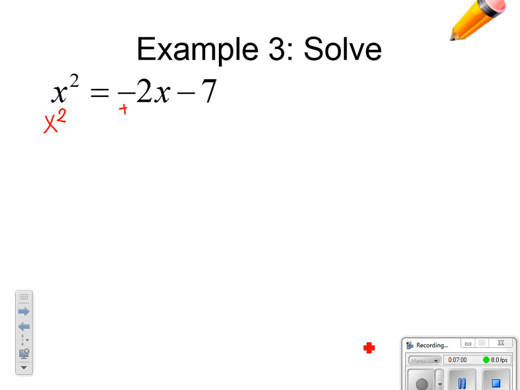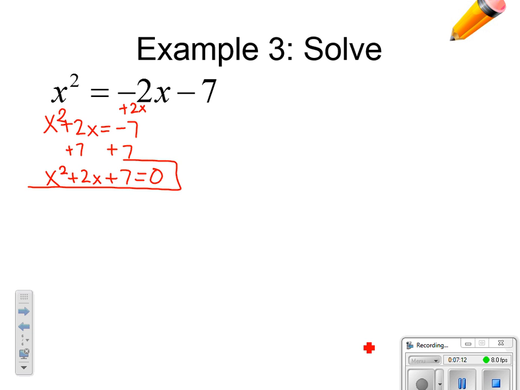So I'm going to add 2x to both sides. And then I'm going to add 7 to both sides. And I'm going to get x squared plus 2x plus 7 equals 0. So I have to have it in standard form before I can use the quadratic formula. Meaning I have to have it in standard form and equal to 0.